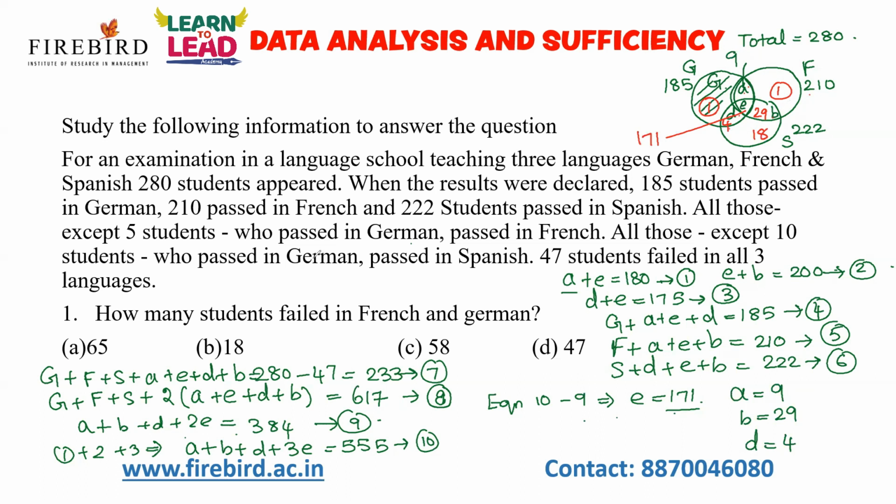Okay. Now go to the question. How many students failed in French and German? The question is, how many students failed in both French and German, they are asking, right? If we calculate, your answer will be around 65. The number of students who failed in French and German is around 65. Okay. Right?